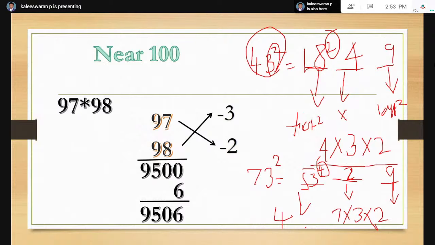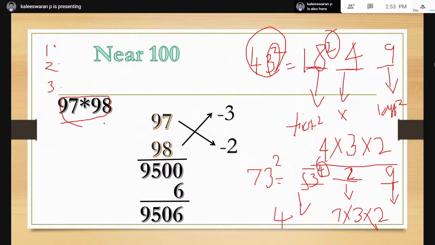And how to multiply 2-digit numbers that are nearby 100? For example, 97 into 98. How to multiply 2-digit numbers that are near to 100? Here we need to follow 3 steps.